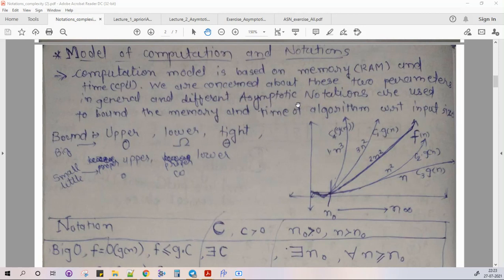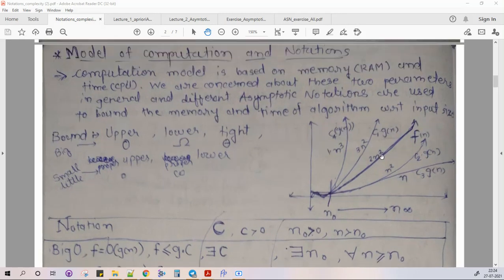Asymptotic analysis uses 5 asymptotic notations, and it is nothing but a bound, basically. We have three big bounds, and we have the small or little notations. So big O, big omega, and theta, and two little notations, that is small o and small omega.